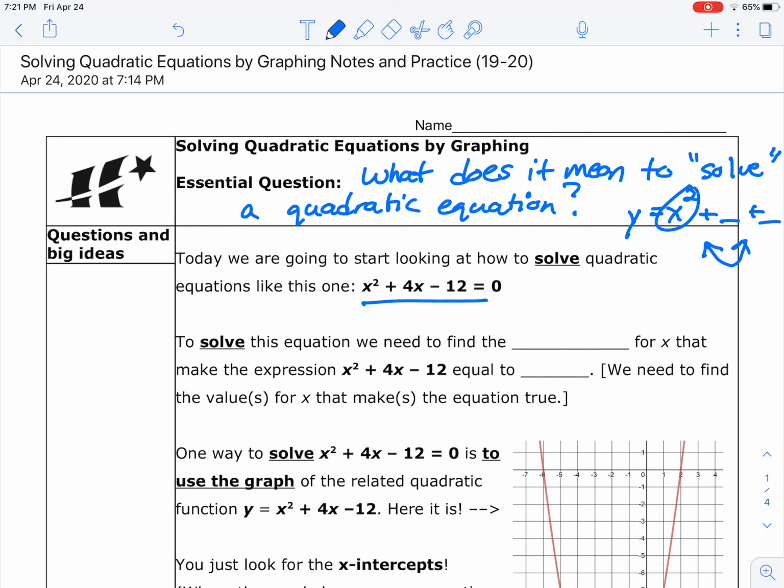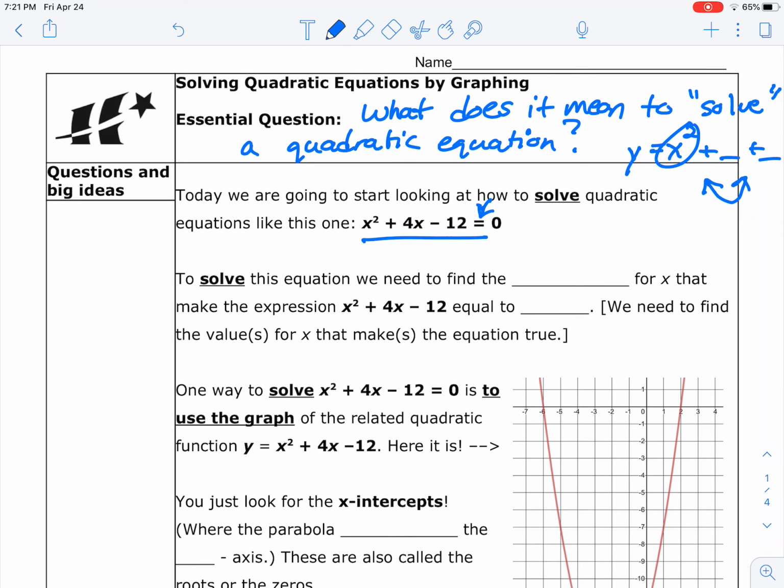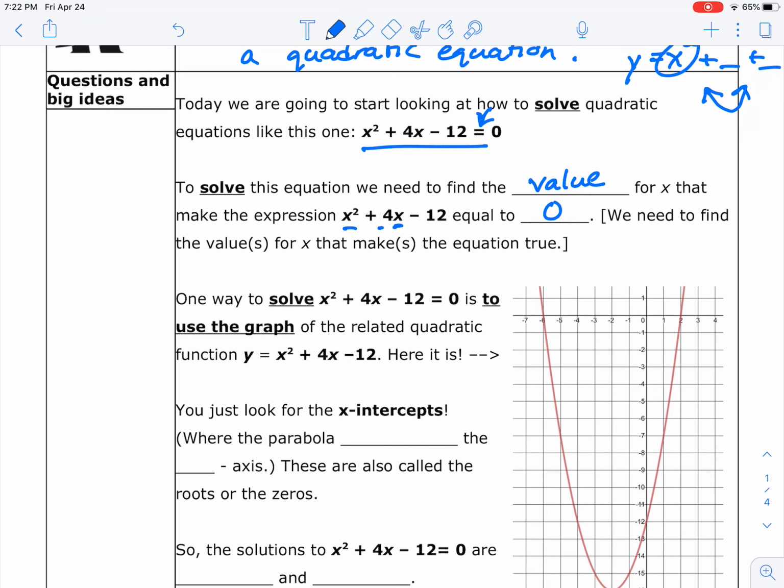So today we're going to start looking at how to solve equations like this one, x squared plus 4x minus 12 equals 0. So notice it's an equation now because we have made it equal to something. Equation means equal to. So to solve the equation, we need to find the value for x that makes the expression x squared plus 4x minus 12 equal to 0. So in other words, we need to find the values of x that make the equation true. What could we plug in for x here, x squared plus 4 times x minus 12, such that it all works out to an answer of 0?